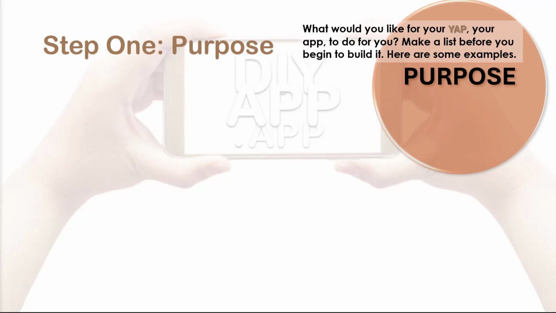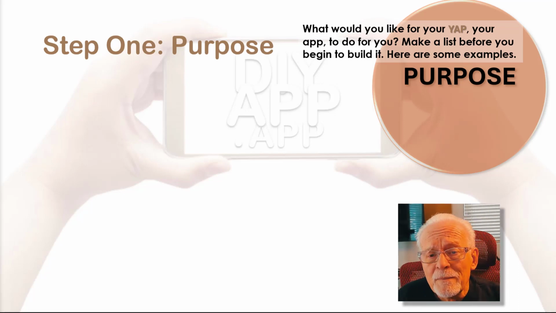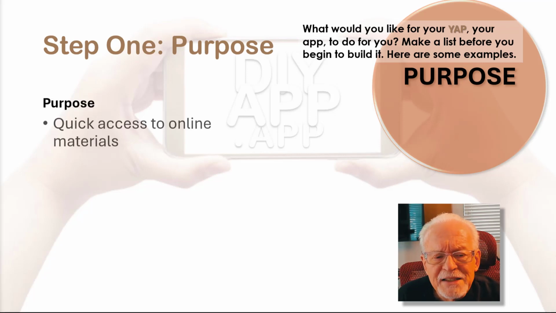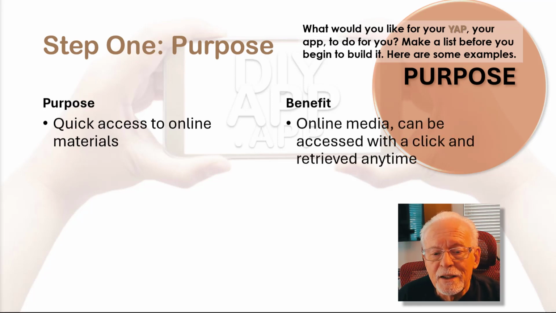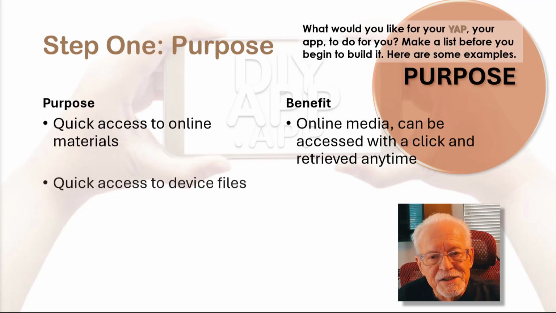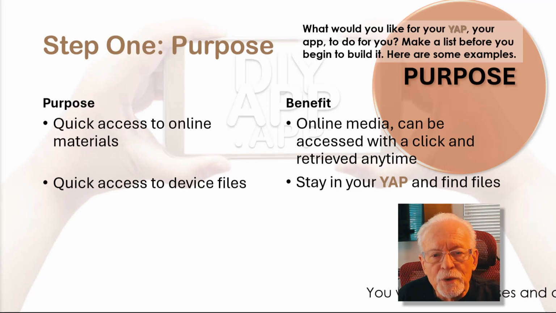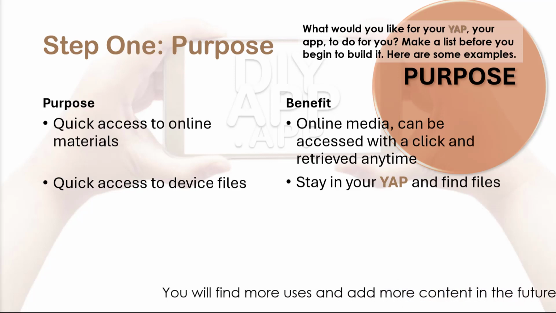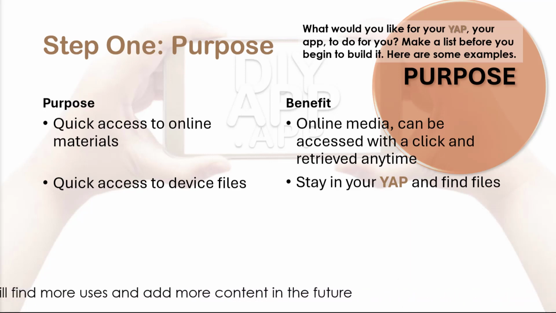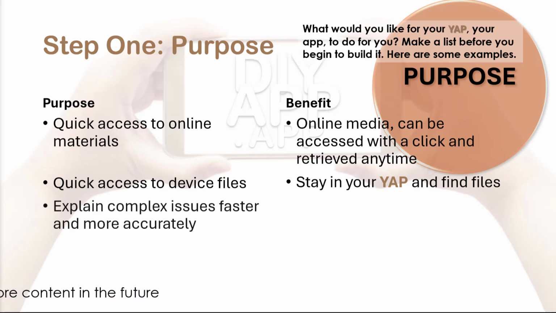Now, here are some examples of how you might want to use your app. First of all, for quick reference or quick access to online materials, the benefit, of course, would be online media can be accessed with a click and retrieved anytime. Quick access to files that are on your device. Instead of trying to remember which folder it was in or how you labeled it, it will be in your app, and you'll find it just by staying in your app.